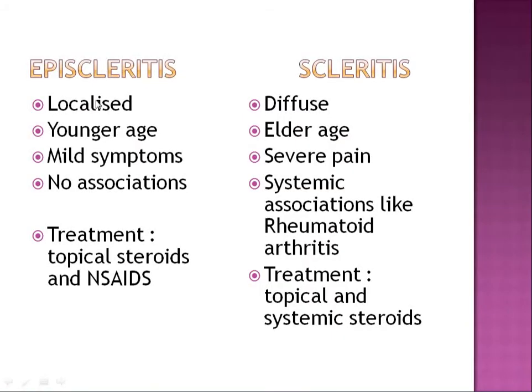So the basic points to remember between episcleritis and scleritis: episcleritis is localized and it occurs at a younger age. Scleritis is mainly a disease of elder age with systemic associations like rheumatoid arthritis. As I said, severe pain is typical in case of scleritis. So the treatment here is directed at the cause. You have to give topical steroids and also systemic steroids here to treat the condition, whereas in case of episcleritis, you will give topical steroids and NSAIDs.